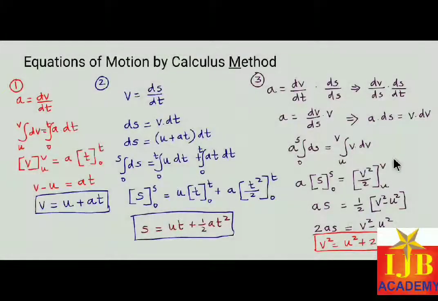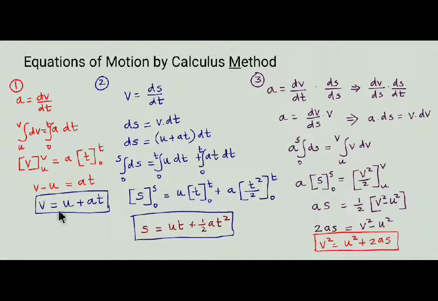Students, by using the simple calculus method we can arrive at all these three equations: v is equal to u plus at, s is equal to ut plus half at squared, and v squared is equal to u squared plus 2as. You are seeing all the three equations on one screen. So simple differentiation, those formulas, and thereafter integration gives you all the three equations.